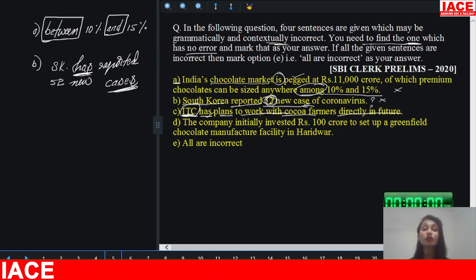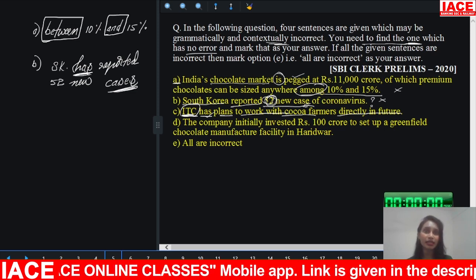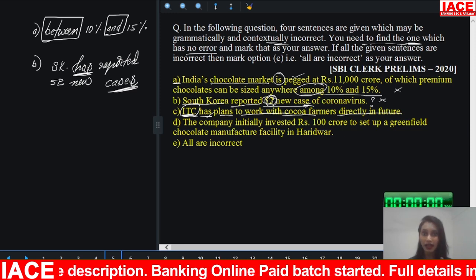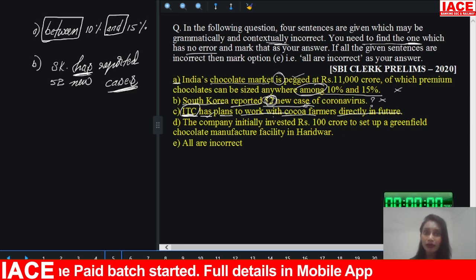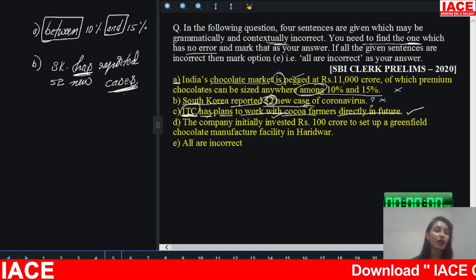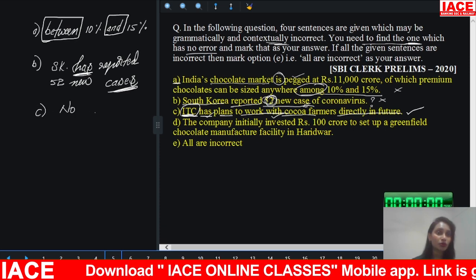You work with or you work for, not work in. So I can say, in fact, I'm working for IACE. I'm working with Mr. Joy or something like that. Okay, so not other one. So your with is correct, to work with cocoa farmers directly in future. The sentence is absolutely correct. There is no error in sentence C. So that should be our answer.